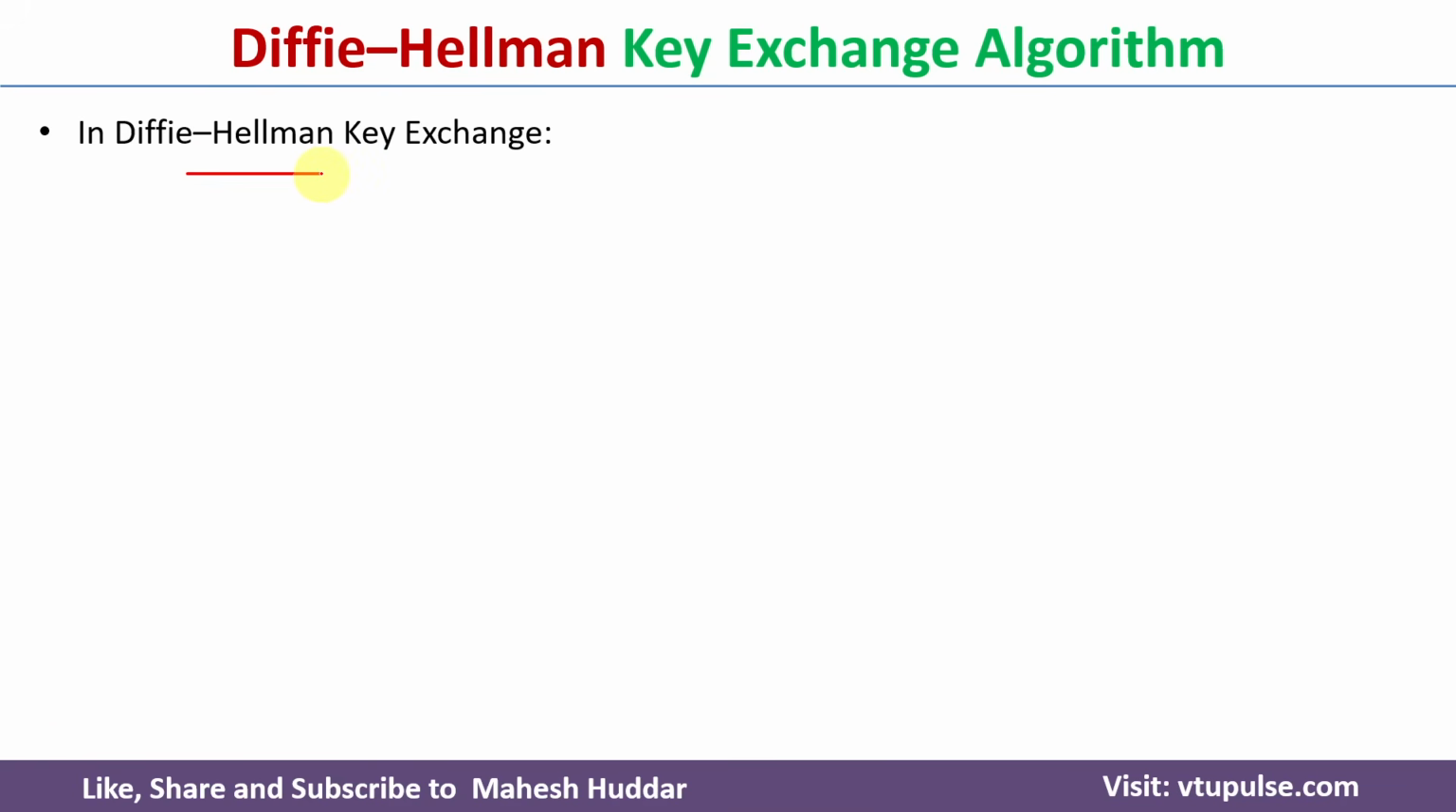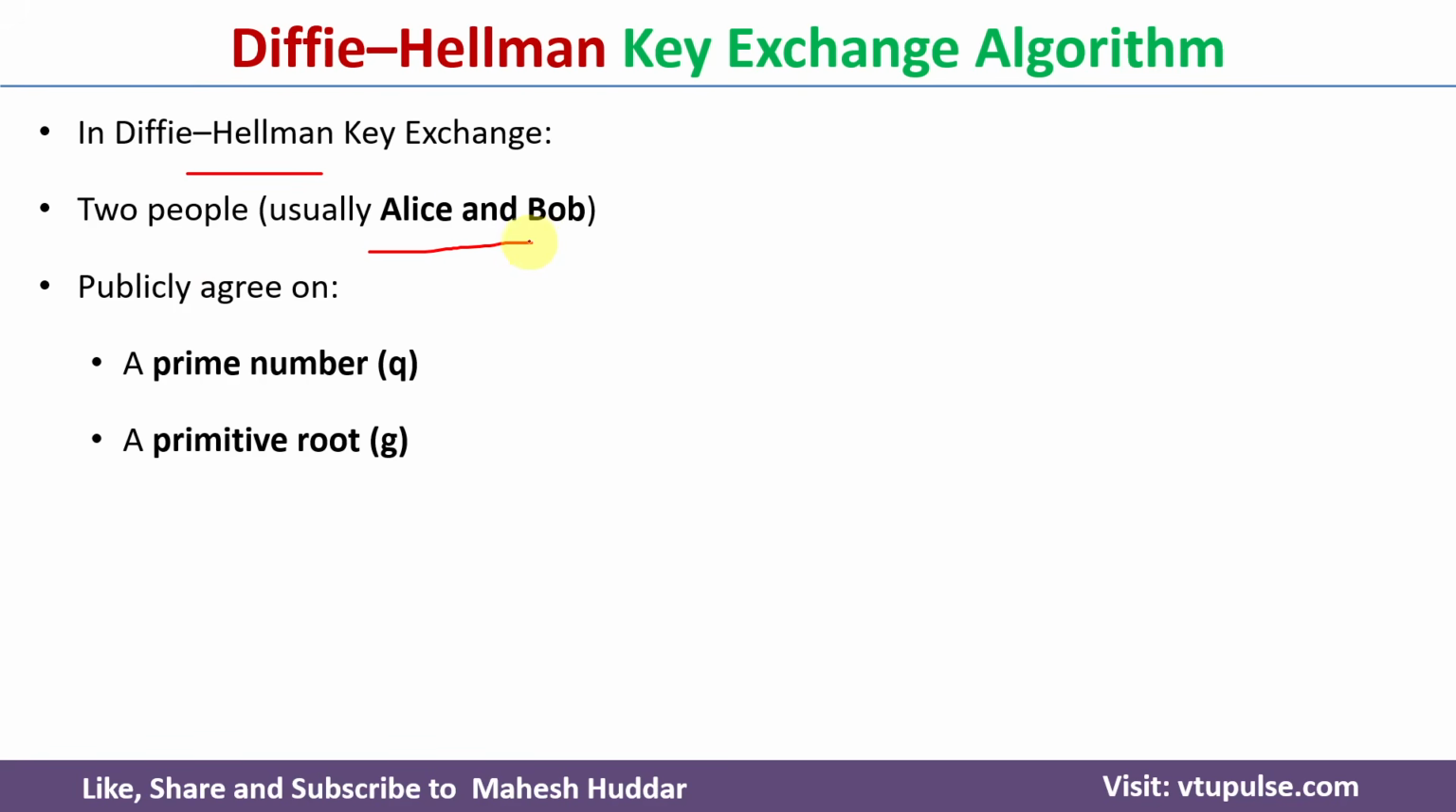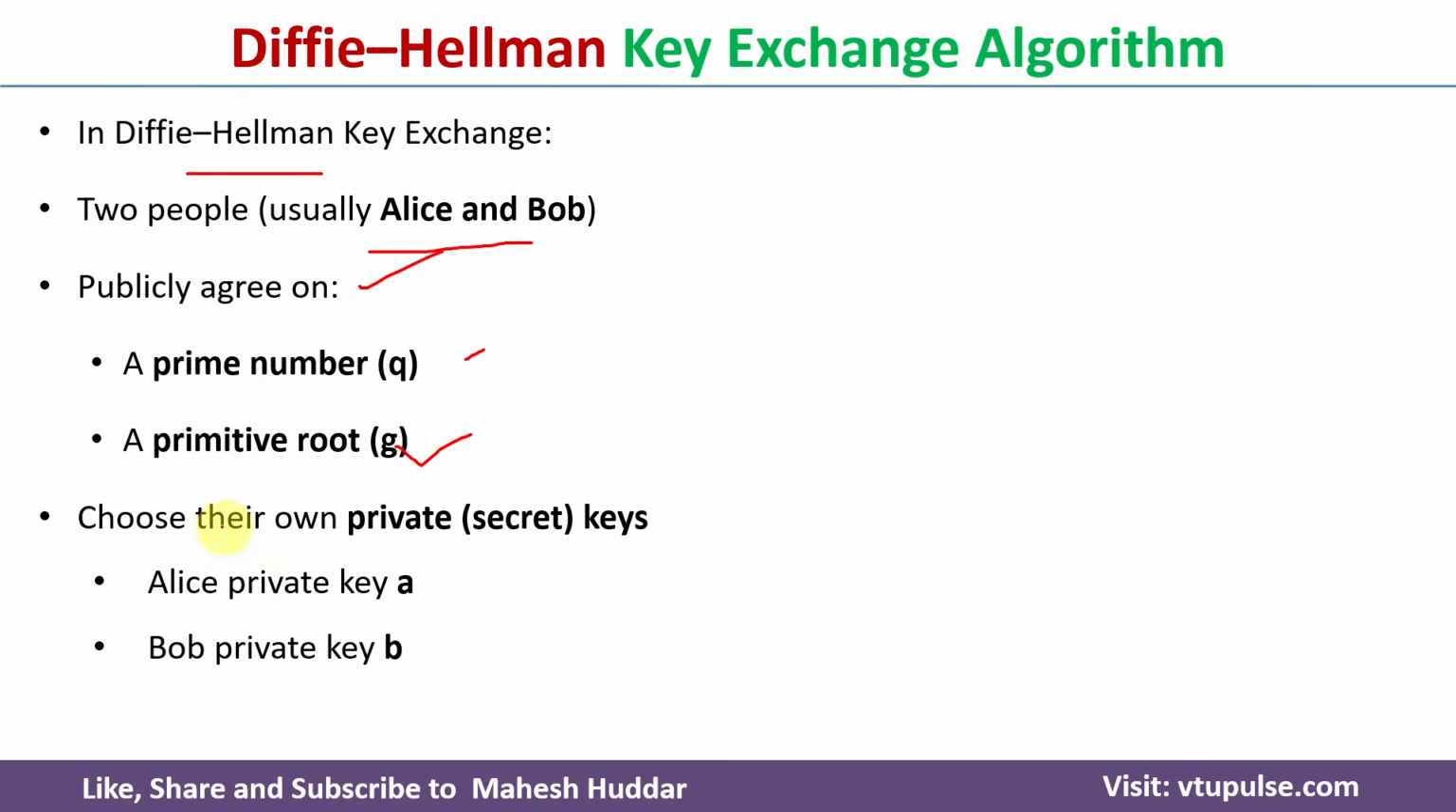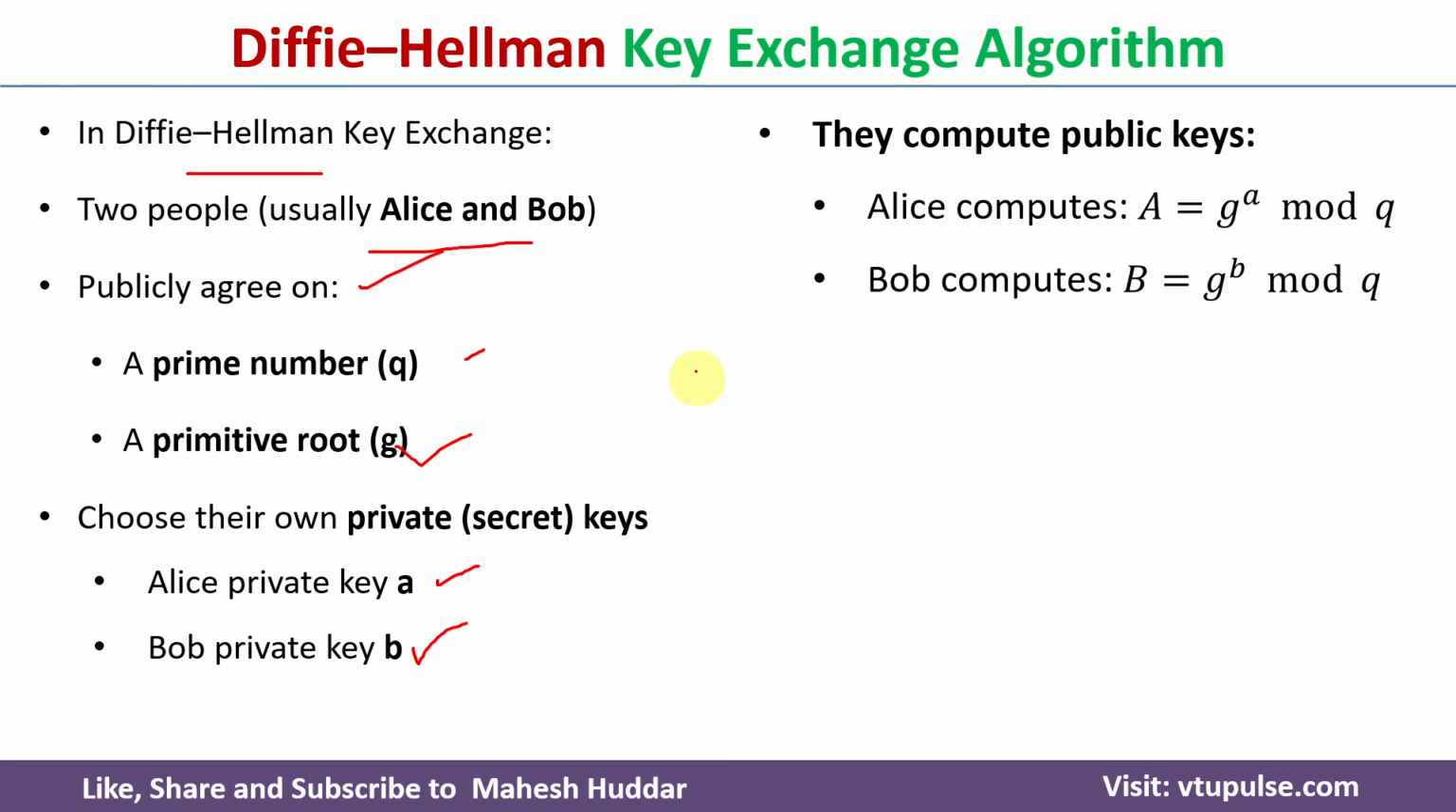In the Diffie-Hellman Key Exchange algorithm, two people, usually called Alice and Bob, publicly agree on a prime number Q and a primitive root G. They choose their own private secret keys: Alice chooses a private key A and Bob chooses a private key B. Using A, B, Q and G, they compute the public keys. Alice computes her public key by using the formula A = G^A mod Q, and Bob computes his public key by using the formula B = G^B mod Q.